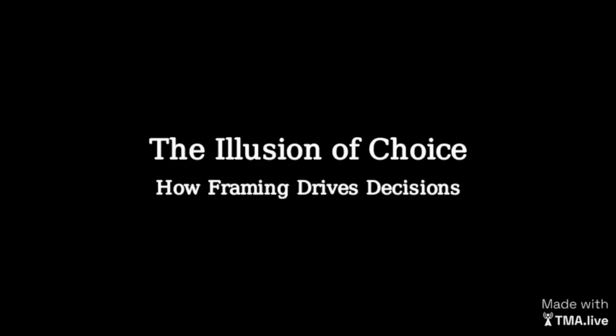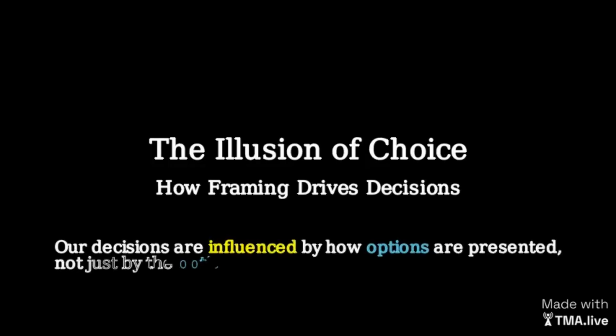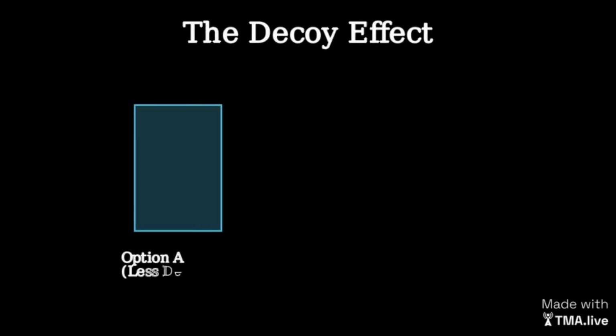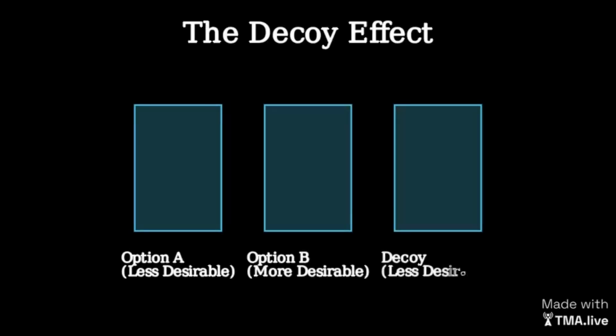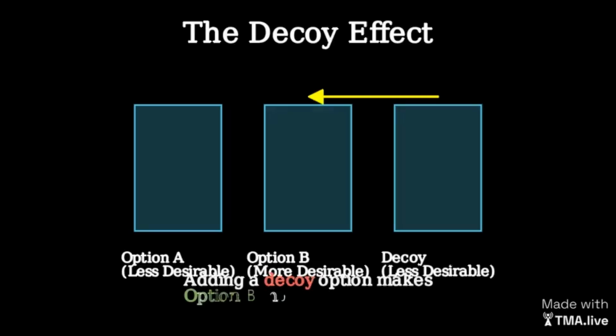The illusion of choice refers to how our decisions are influenced not just by the available options, but by how those options are presented to us. This phenomenon highlights the impact of framing on our decision making process. A key element of this illusion is the decoy effect. Here, a third, less desirable option is added to make one of the other choices look more appealing. The decoy's purpose isn't to be chosen, but to shift our perception of the other options.